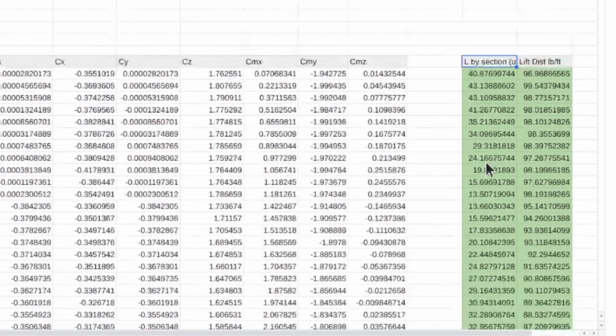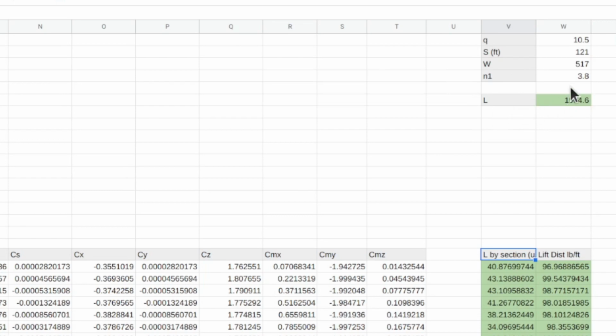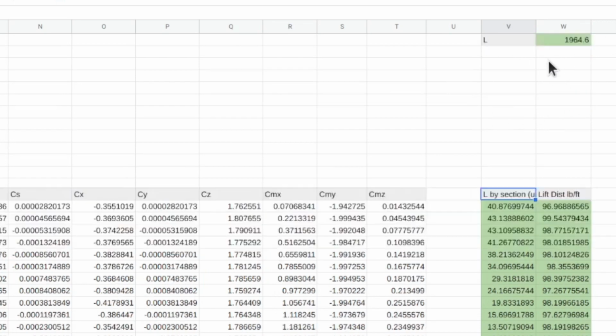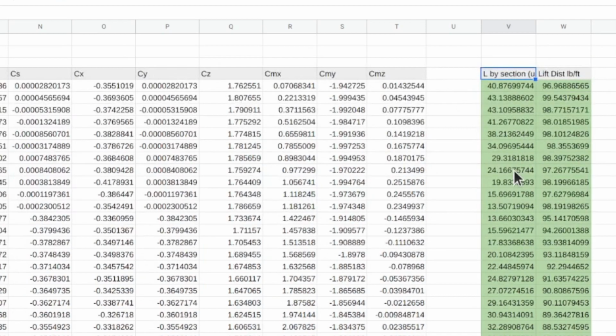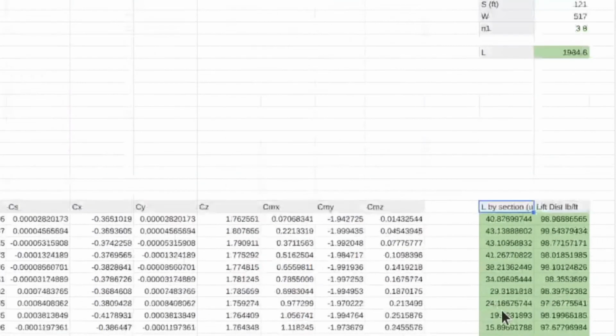Now what does our lift equation say we should have? Now I did that up here where we have the dynamic pressure, our surface area of the whole wing, multiply the weight and our N1 together to get the total lift that we need. And that comes out with 1,964. So it's about a 6-pound difference between what we calculate using our lift equation here and what we calculate and sum up by all the suction lifts here. So that's not too bad. That's pretty close.